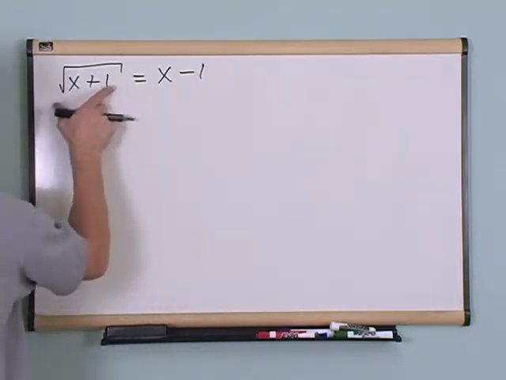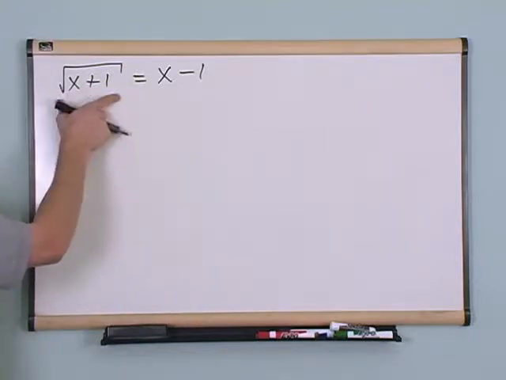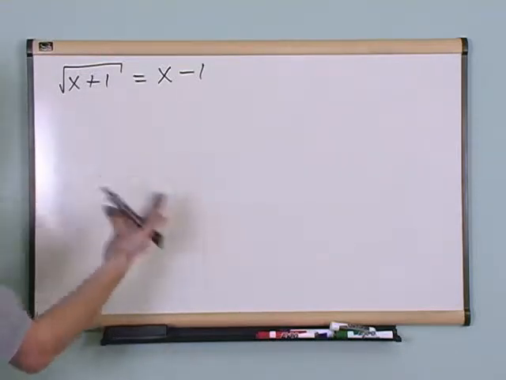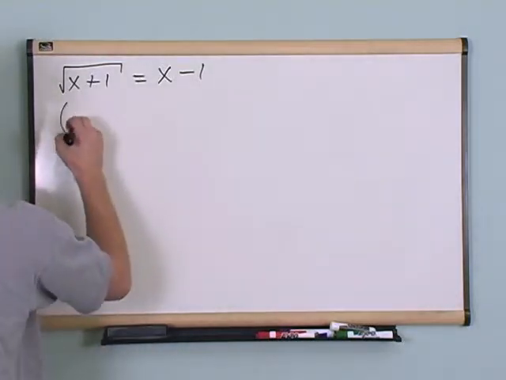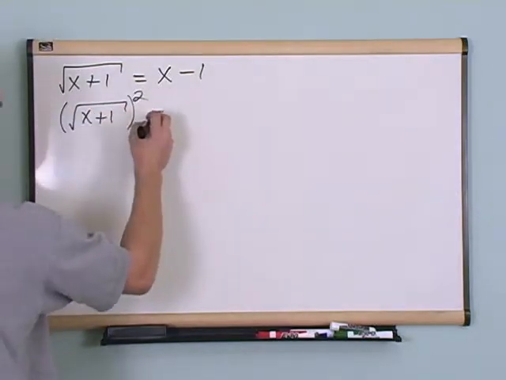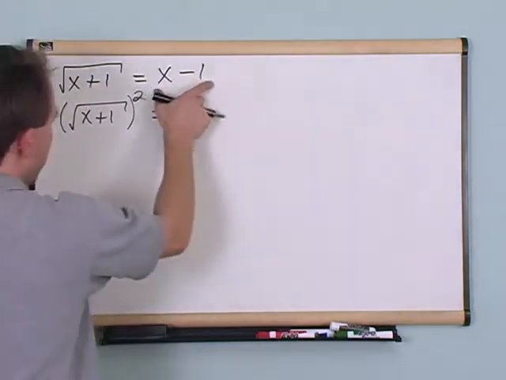I can't do anything with this x tied up under the radical. So I know that whatever I need to do, I need to get rid of this radical, and the only way to do that is to square both sides. So we're going to go square root of x plus 1, raise it to the second power, equals. And I need to square the right-hand side.